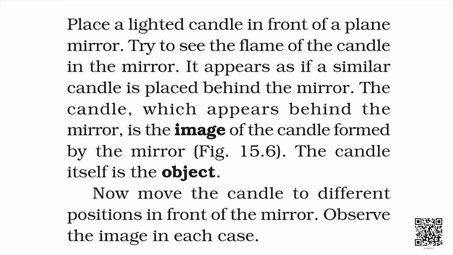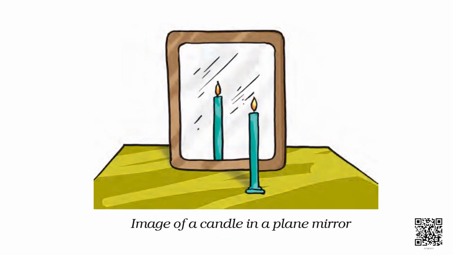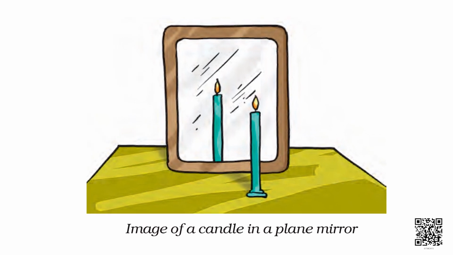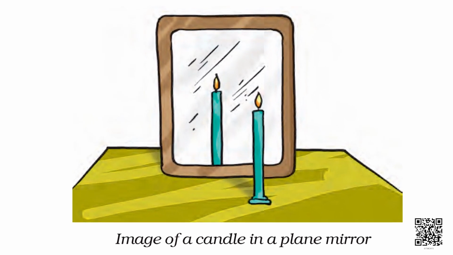We will place a lighted candle in front of a plane mirror. We will try to see the flame of the candle in the mirror. It appears as if a similar candle is placed behind the mirror. The candle which appears behind the mirror is the image of the candle formed by the mirror, and the candle itself is the object. Now we will move the candle to a different position in front of the mirror, and we will observe the image in each case.